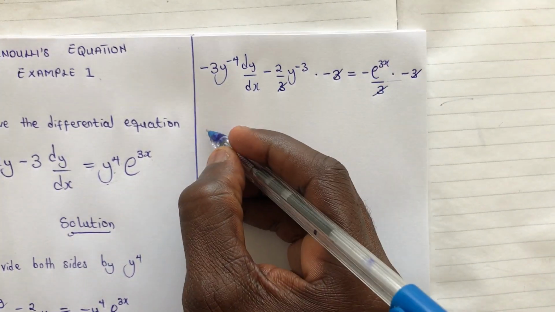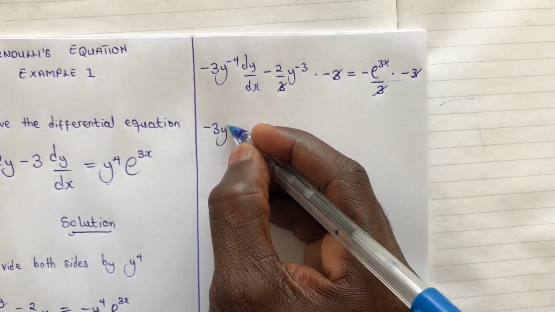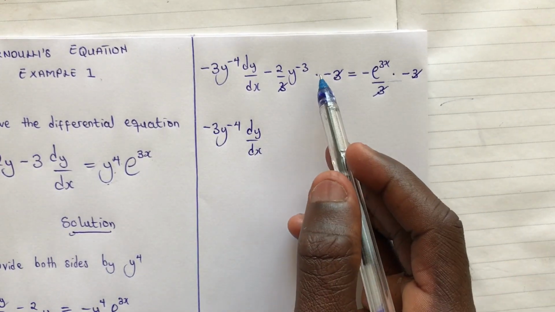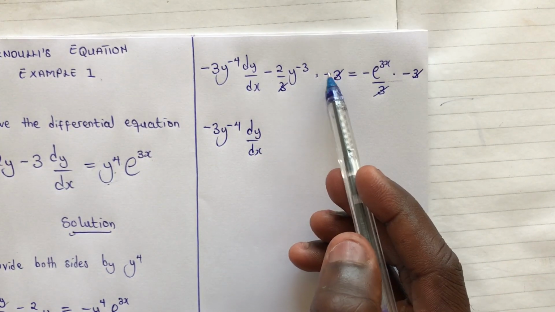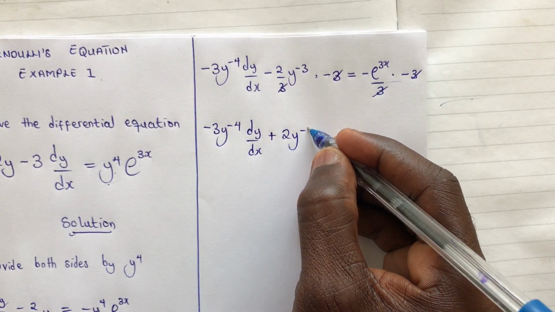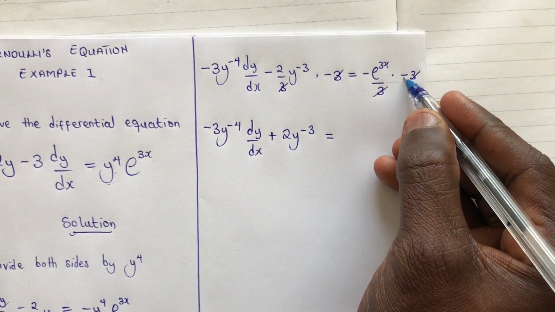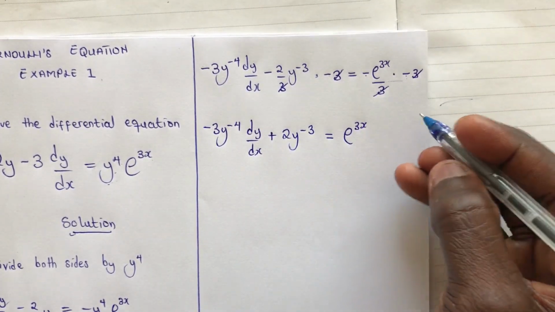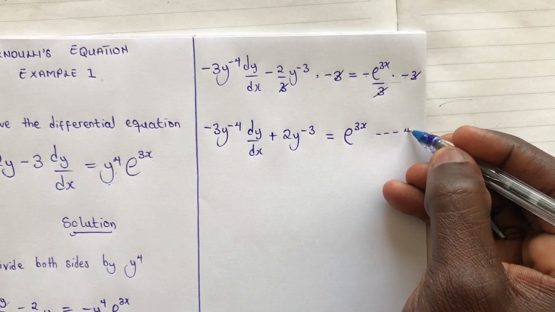So we are having negative 3 y^(-4) dy/dx. Now watch very carefully. This is multiplication. We have negative here. So this will be plus 2y^(-3) equal to, this negative will cancel this one. So we have e^(3x). Let's label this one equation 4.